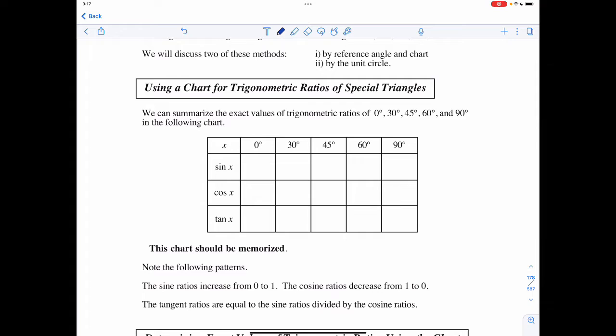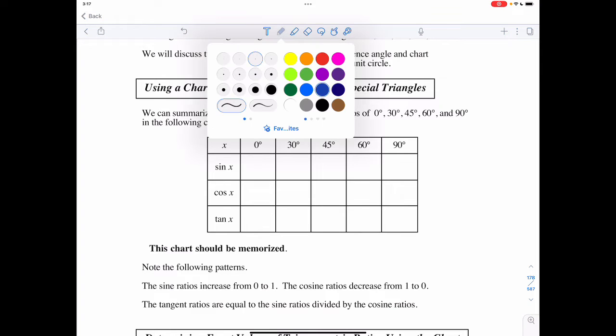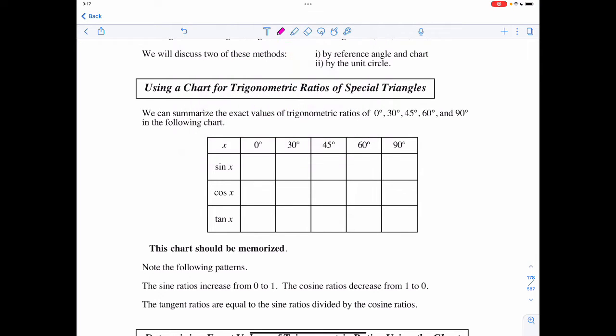So now we've figured out for 0, 30, 45, 60, and 90 degrees what all of these ratios are. Sine is 0 at 0 degrees. It's 1 over 2 at 30 degrees, root 2 over 2 at 45 degrees, root 3 over 2 at 60 degrees, and then 1 at 90 degrees.